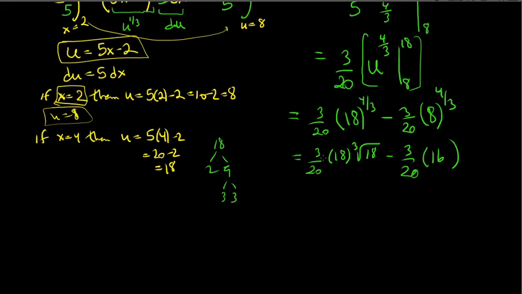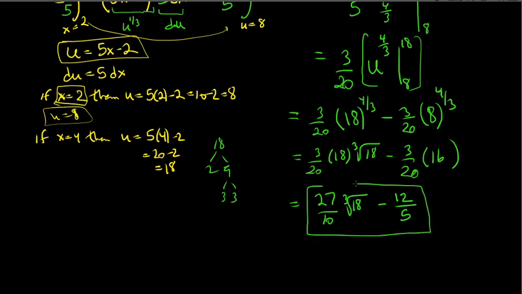Okay, so what do we have? Well, 18 over 20 is just 9 over 10. So I think this is 27 over 10 times the cube root of 18. And then minus, let's see, this is going to be 4 over 5. So 3 times 4 is 12, 12 over 5. And I don't see anything else we would really want to do there. So this is the exact answer. You can plug it in a calculator and get an approximate answer, but this is good enough.